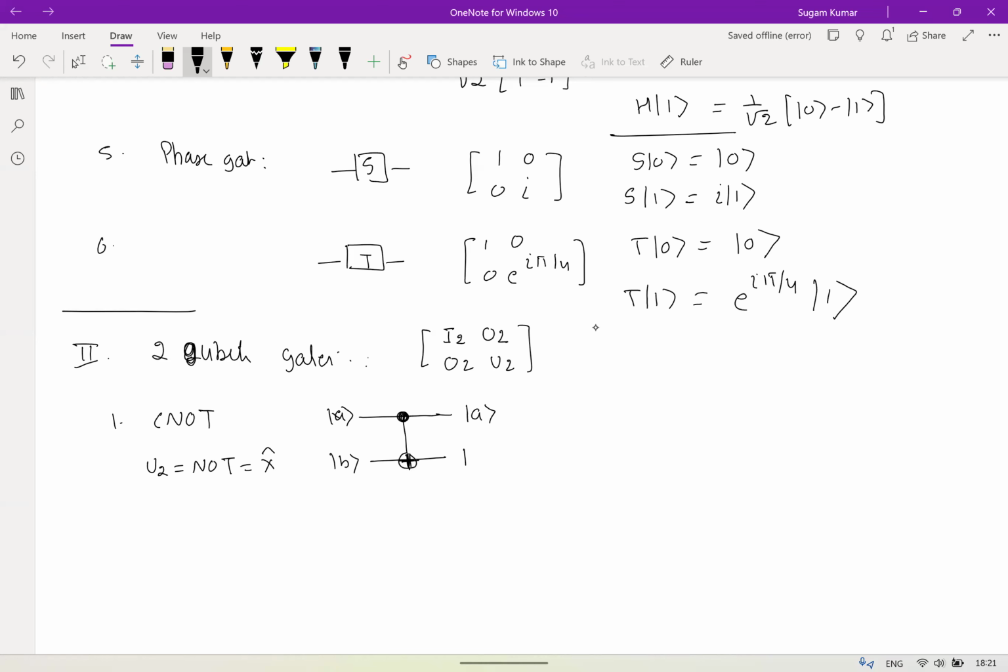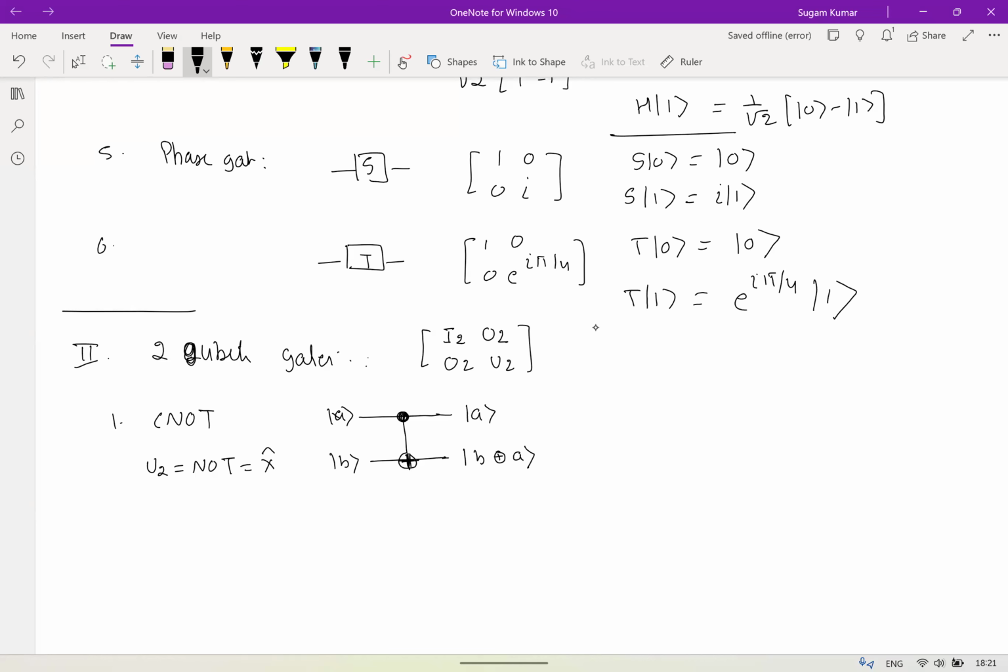Sir, please repeat the question. What is the output on the second bit? The second bit, it will be B plus A, modulo 2 addition, correct? Yes, modulo 2. So that is the output in this case.